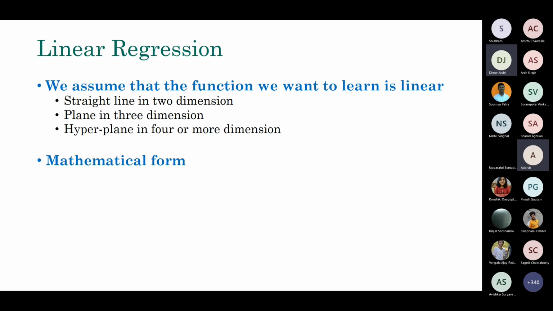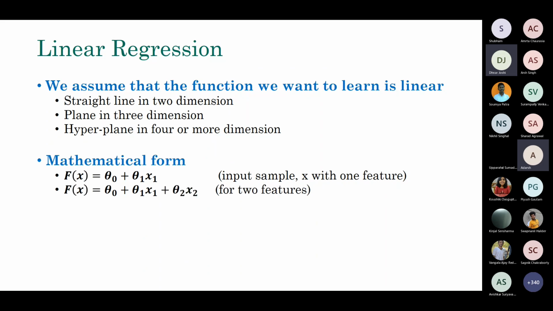Now, what's the mathematical form of that? Because we are dealing with a mathematical equation, we need a mathematical form. For a single feature, you have something like this: theta 0 plus theta 1 x, and you are familiar with this, the equation of a straight line. That's what you have done at your +2 level. Here theta 0 and theta 1 are the parameters of this model, or the straight line coefficients that you know.